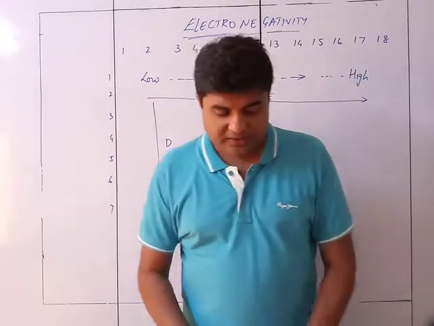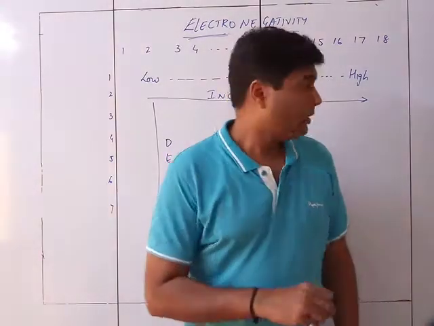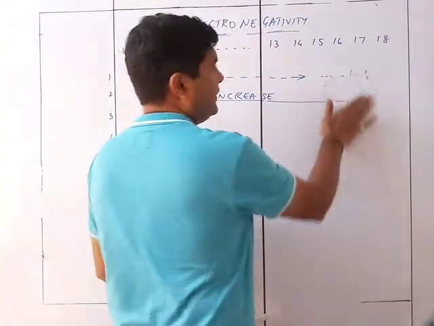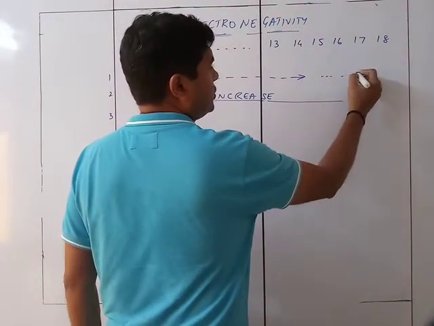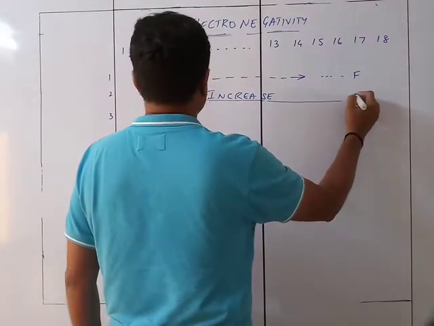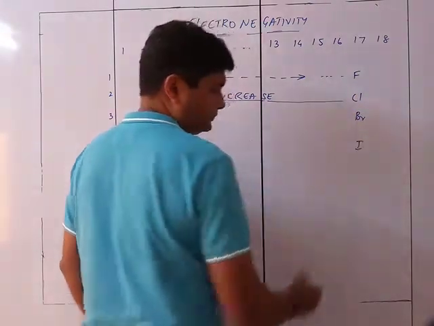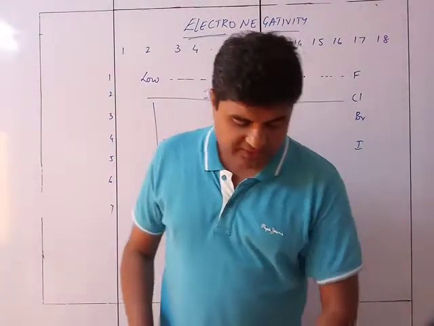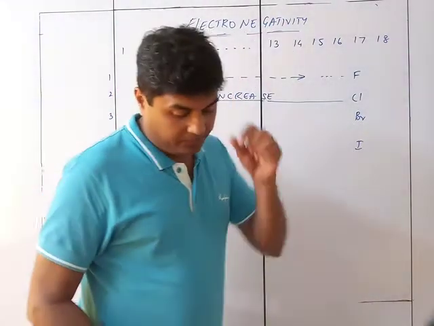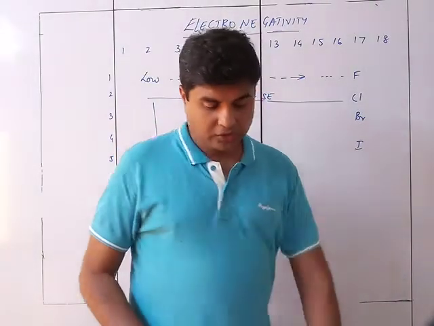In this particular thing there is one small exception. Let's see the exception over here. If I see group 17, group 17 has fluorine, then chlorine, then bromine and iodine. So if I see the electronegativity of these, it will be seen that the electronegativity of, sorry, just a minute.